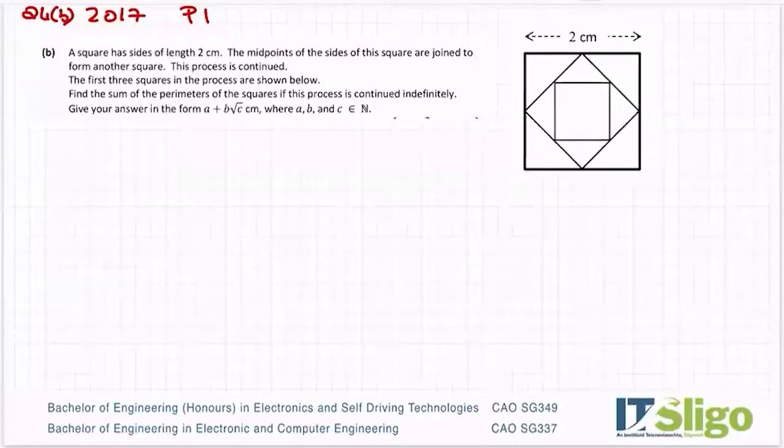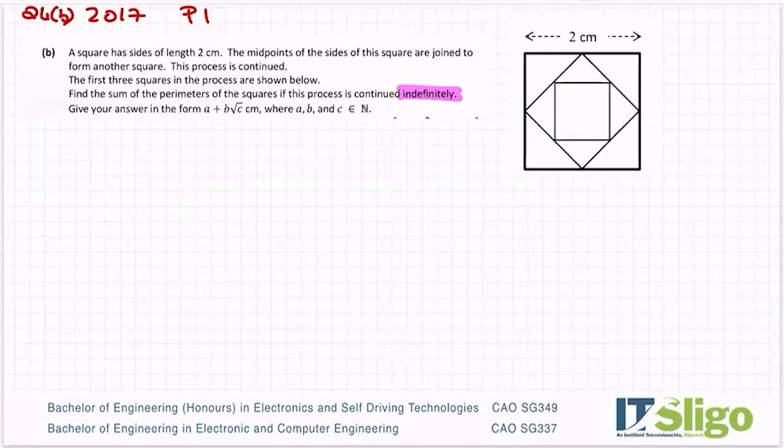Right, let's have a look at a few exam questions. So this is part B of the 2017 question. A square has sides of length 2 centimetres. The midpoints of the sides of the squares are joined to form another square. This process is continued. The first 3 squares in the process are shown. Find the sum of the perimeters of the squares if this process is continued indefinitely. Give your answer in the form a plus b root c centimetres, where a, b and c are elements of N.